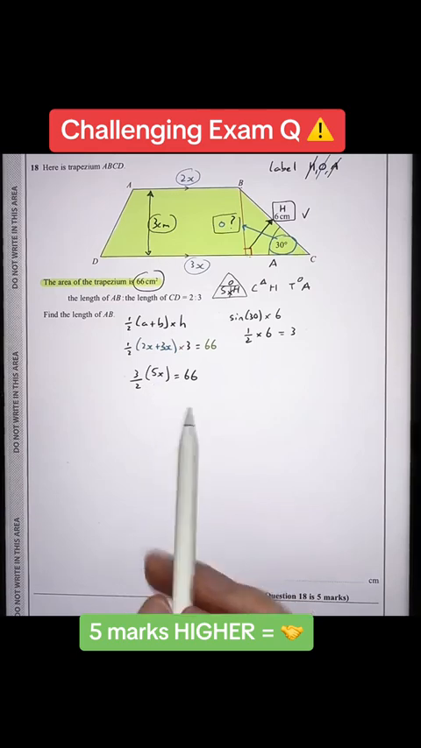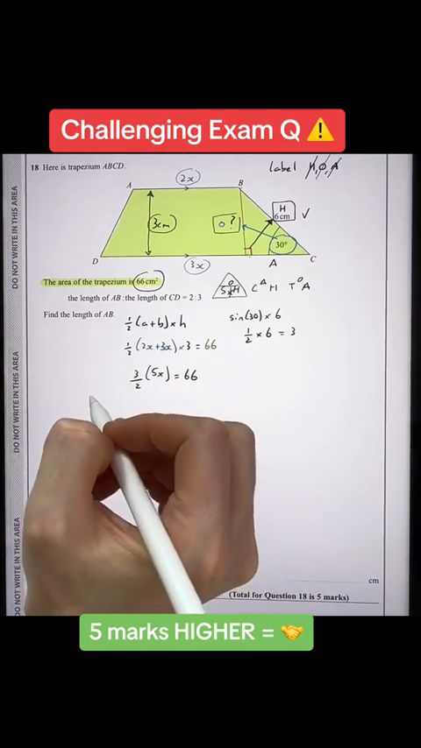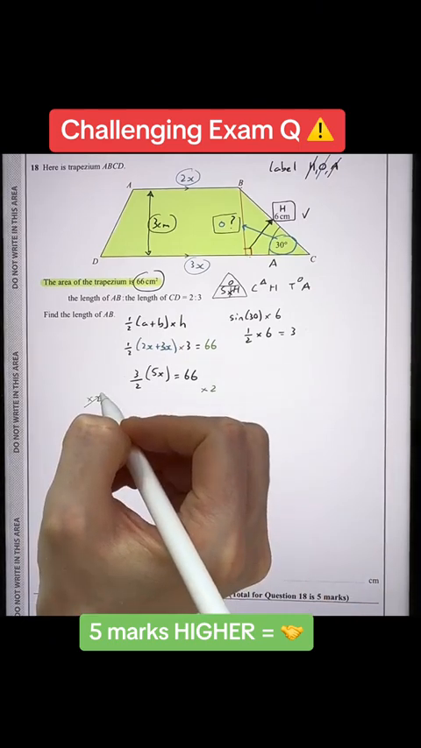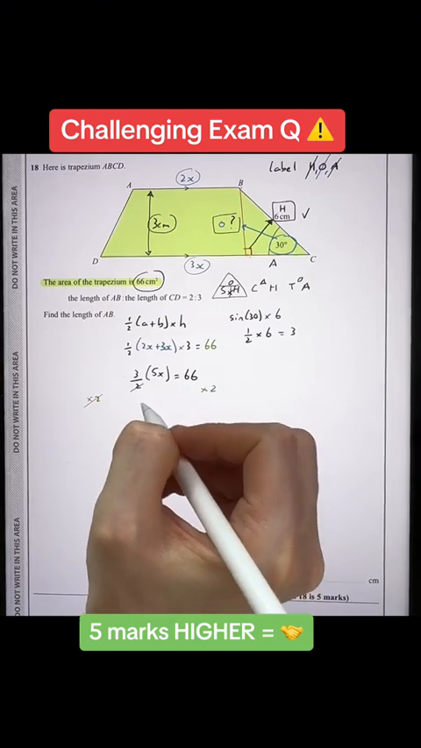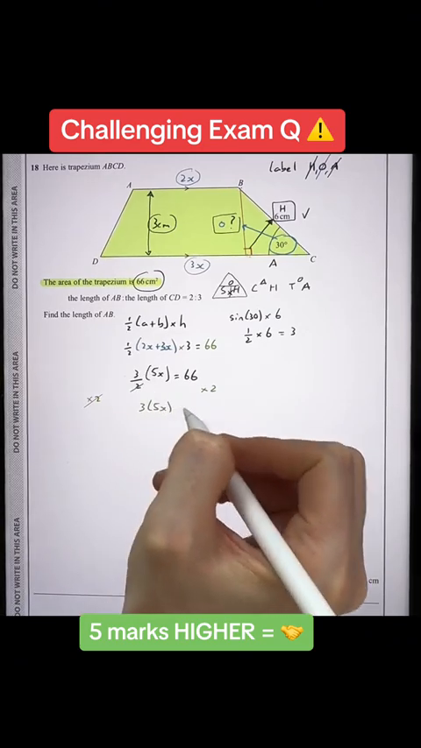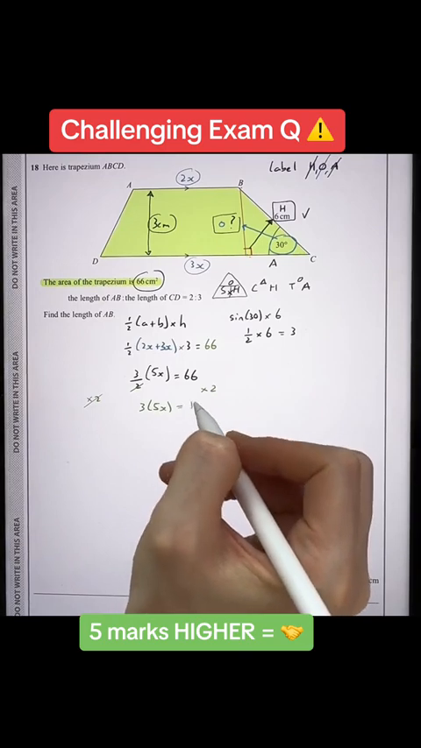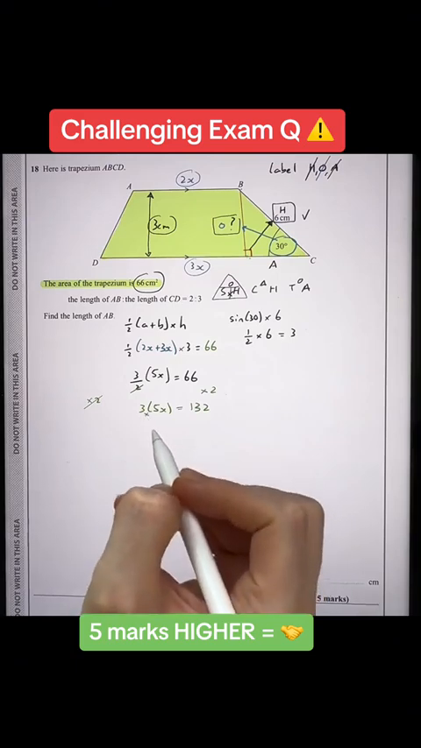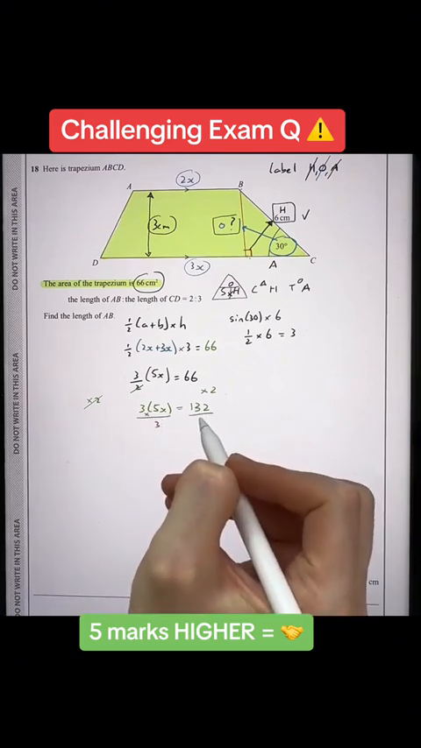As we're solving for x, we never like dividing. The opposite of divide by 2, technically, is multiplying both sides of our equation by 2. On the left-hand side, times by 2 and divide by 2 will cancel. Hence, I'm left with 3 lots of 5x. On the right-hand side, 66 times 2 will give us 132. Again, as I'm solving for x, I know a number outside a bracket means to multiply. The opposite, therefore, is to divide both sides of my equation by 3.